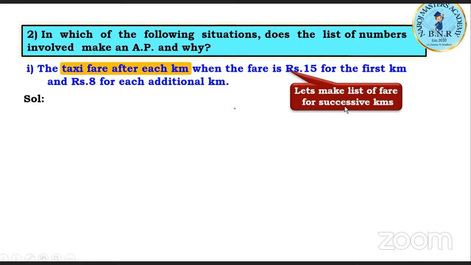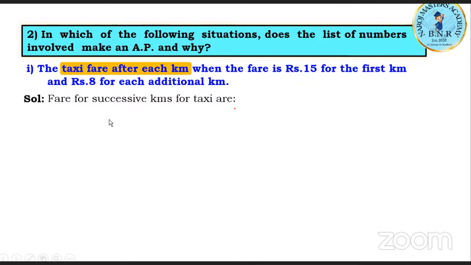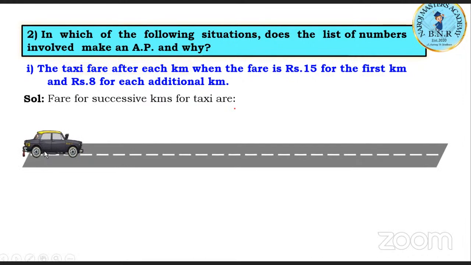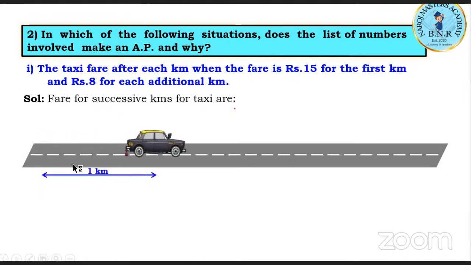Let's make the list of fares for the successive kilometers. So first value for the first kilometer, how much? 15. For the successive taxi fares, look here, this is the taxi. It traveled for how much distance? 1 kilometer. So for 1 kilometer, how much does he or she need to pay? We are not talking about the complete journey, only 1 kilometer. How much does the customer have to pay to the taxi driver? 15 rupees. Thereafter, for each kilometer, how much do we need to pay? 8 rupees for each kilometer, other than this 15, is it right?